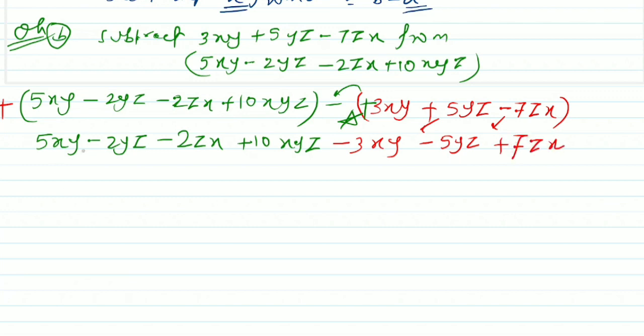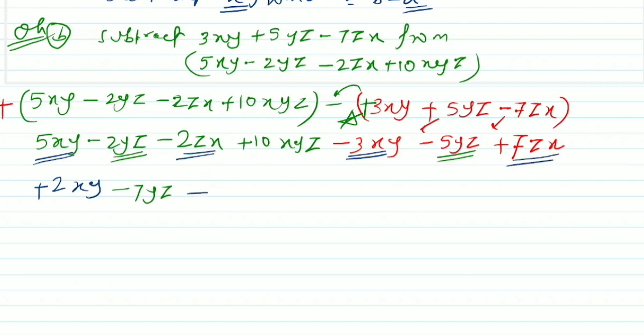Now we have to solve the like terms. Simple. 5xy is positive, 3xy is negative. They have different signs. Subtract, give sign of bigger number to the answer. Now minus 2yz minus 5yz, they have the same sign. So add. 5 plus 2 is 7yz, give same sign to the answer. Now minus 2zx plus 7zx, again they have different signs. Subtract, give sign of bigger number to the answer, and this term will remain as it is. There is no like term to solve with this one. So this is our final answer for the question number 4b. It's very easy to solve.